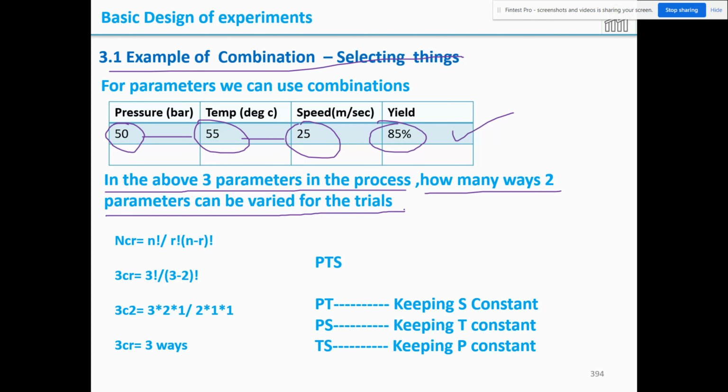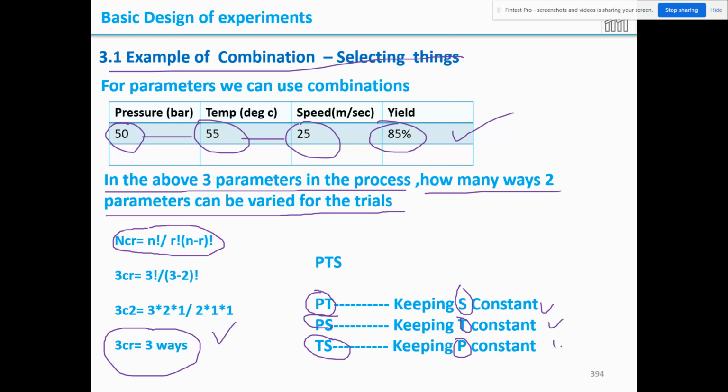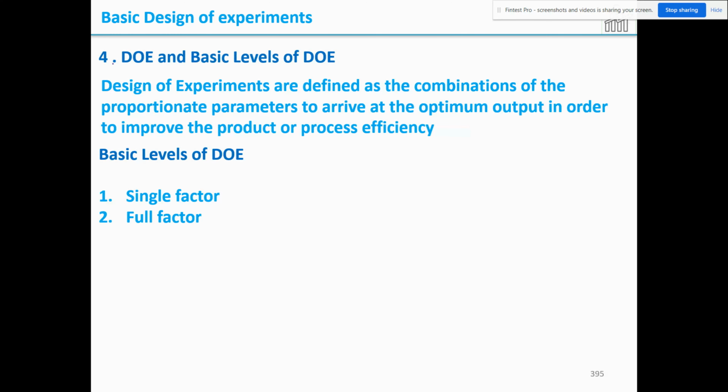Same, you can apply the combination formula. nCr is equal to n factorial divided by r factorial into (n minus r) factorial. So three ways we can change the parameters. How are the three ways? Pressure and temperature can be changed by keeping the speed constant. Second trial will be pressure and speed can be changed by keeping temperature constant. Then temperature and speed can be changed by keeping pressure constant. By running all these three experiments, we can arrive at the optimum yield. So therefore, we use combination for design of experiment.